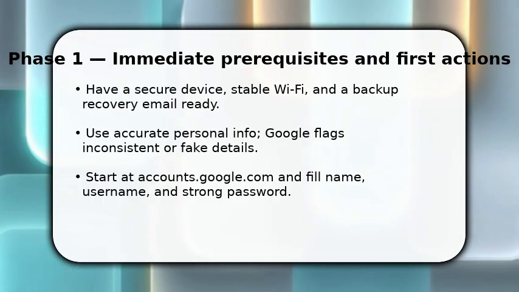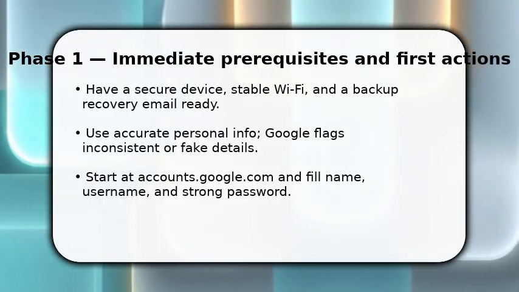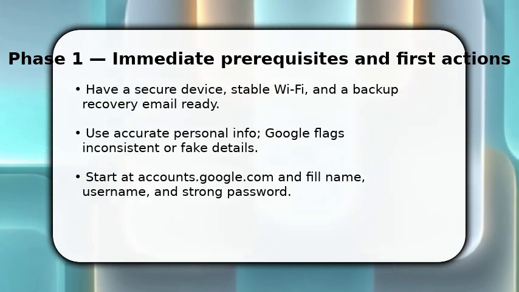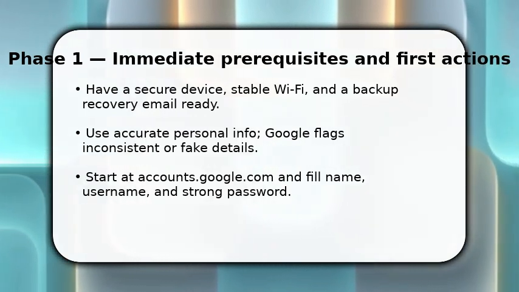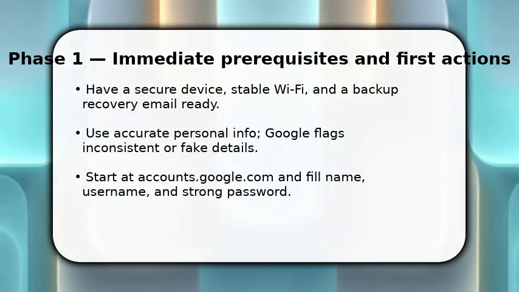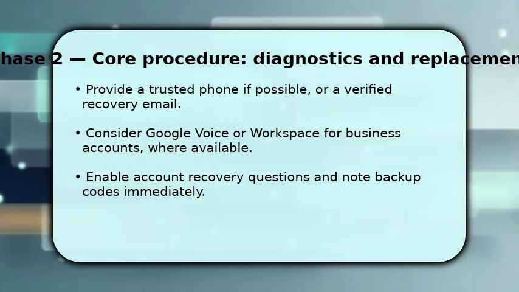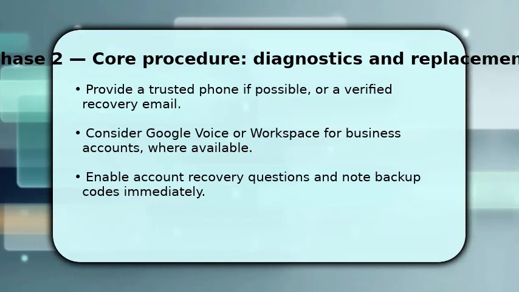This first step reduces the chance Google will require immediate phone verification and prepares you to use legitimate, supported alternatives for completing account setup. Continue by using supported verification choices rather than trying to bypass checks. If you have access to a trusted phone, use it. Otherwise, add a verified recovery email to receive codes.